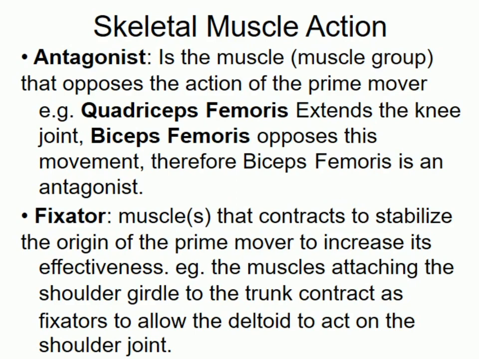Then we have fixator. Fixator muscle is a muscle that contracts to stabilize the origin of a primer mover to increase its effectiveness. Kwa fixator yenyewe inasaidia primer mover iweze kuwa effective, au inafanya kazi ya kustabilize primer mover, such as the muscles attaching the shoulder girdle to the trunk contract as fixator to allow the deltoid to act on the shoulder joint. Kwa shoulder joint movement yake sasa inategemea deltoid. Lakini rather than deltoid we have other muscles, kama tutakavyo discuss kule mbele. Kuna muscles zinaitwa rotator cuff muscles, a group of four muscles ambazo zinafanya kazi katika kustabilize the shoulder joint. Kwa hiyo unakuja kuona kwamba zile muscles zinaweza kuitwa kama fixator.